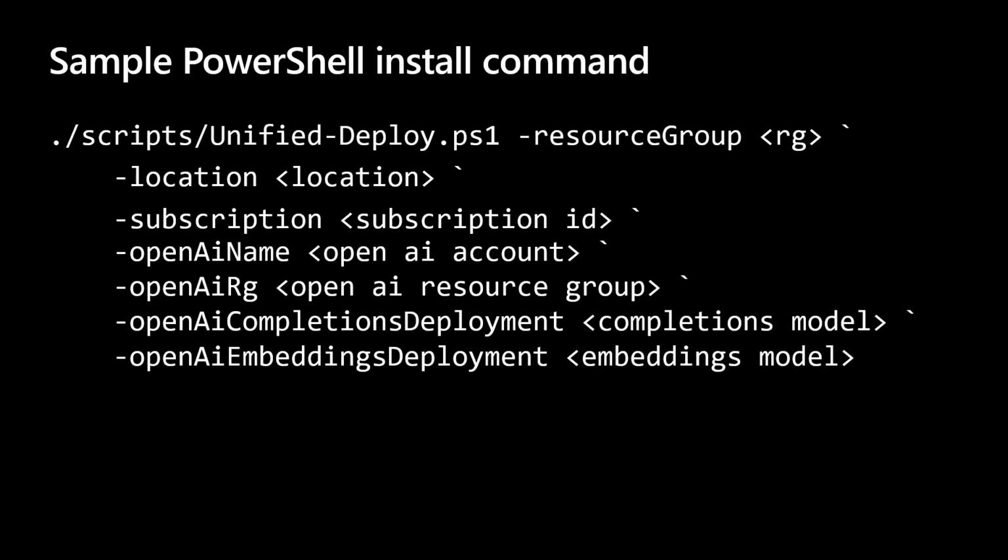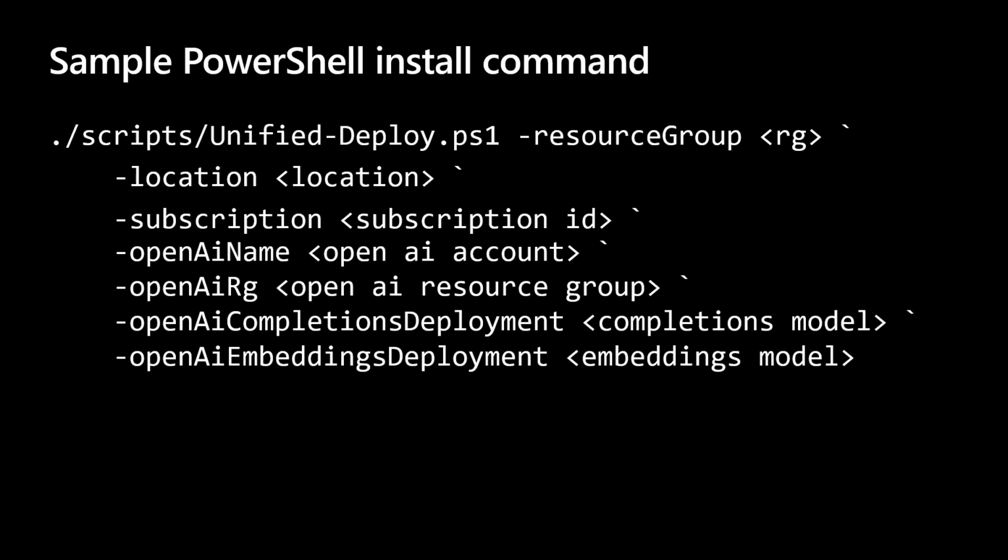In this example, I'm providing an existing OpenAI account name and resource group where the account has been deployed. I'm also specifying existing deployed models, which I've called completions and embeddings. The names here should match what has been deployed for you already.